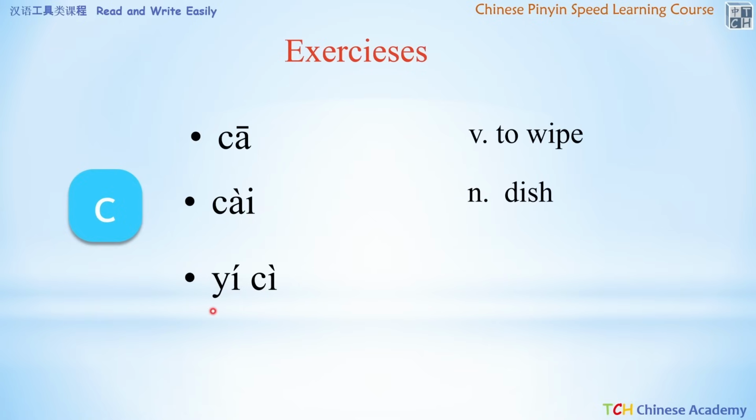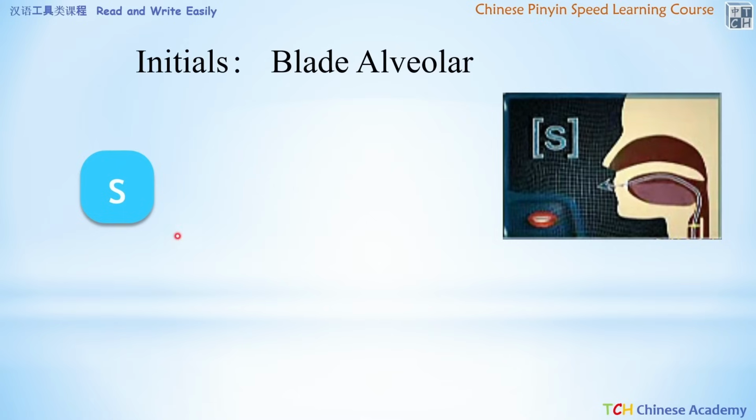So 菜, 菜. And this one, both initial and final are pronounced e. We're going to talk about this later. And so this is the second tone going up. So 一. And this one, 呲 and 一. This one is the fourth tone going down. So 呲一次, 一次. That means the frequency, one time. 一次.